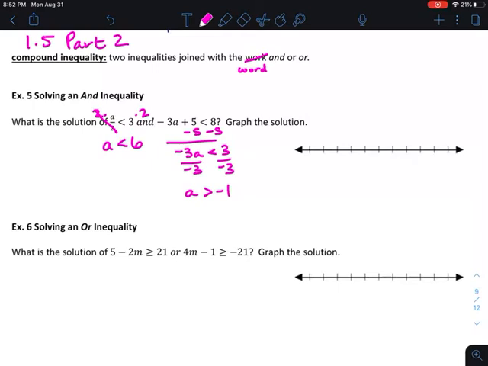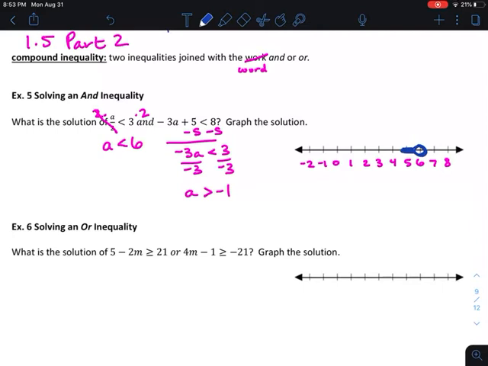So if I go to my number line, we're going to start at negative 2, negative 1, 0, 1, 2, 3, 4, 5, 6, 7, and 8. That should help us fit all of our numbers on that number line. We have a is less than 6. So if I go to 6, I have an open circle at 6. Less than means I'm going to start shading to the less than portion, which means shading off to the left.